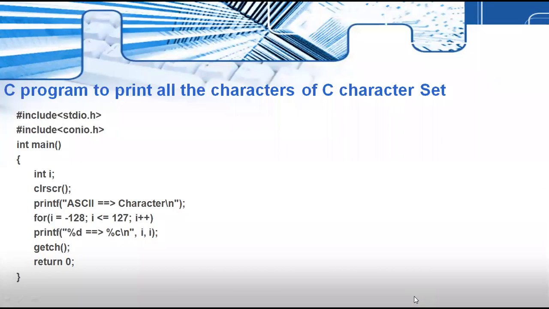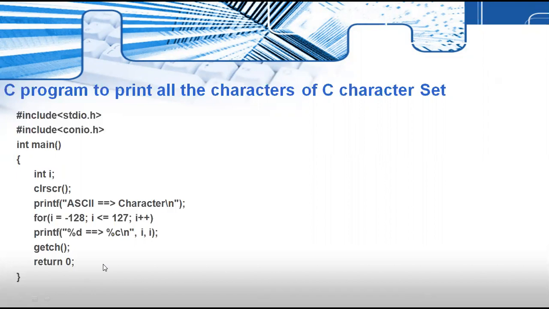Now let us see a program to print all the characters of the C character set. Here we have two header files, hash include stdio.h and hash include conio.h. Then we have int main, where the program execution begins, and we have clearly mentioned that the return type of this main function is integer type. That's the reason at the end we are mentioning return 0, so we are returning an integer value.